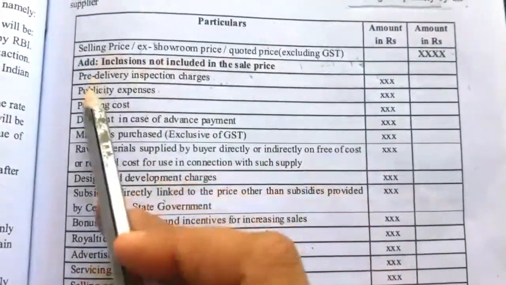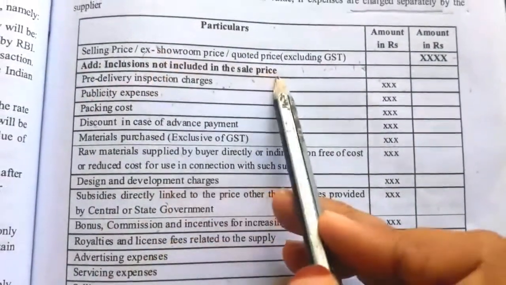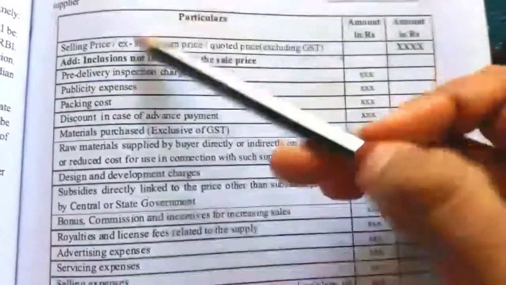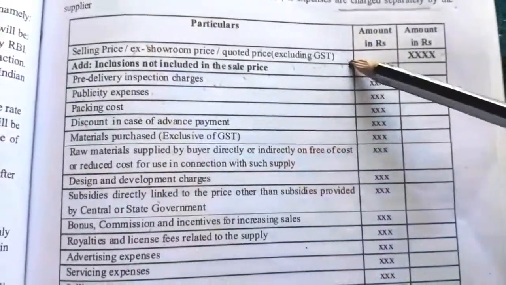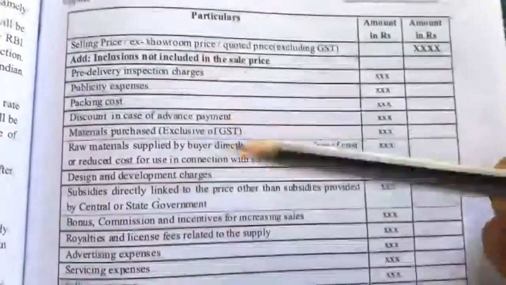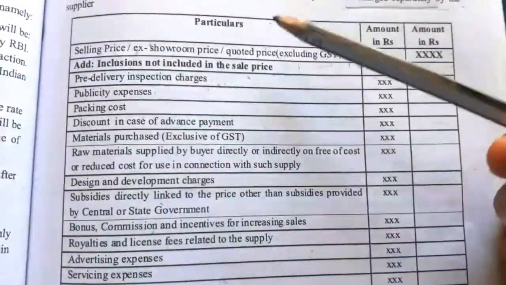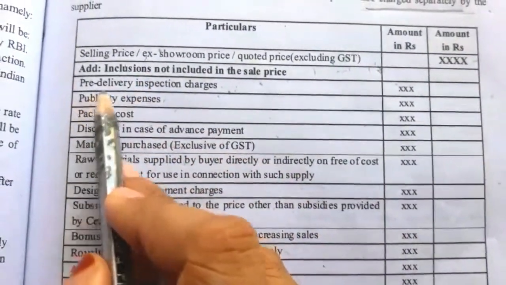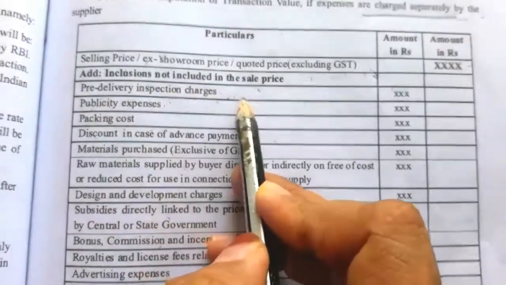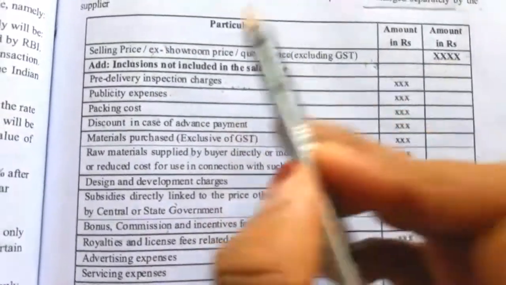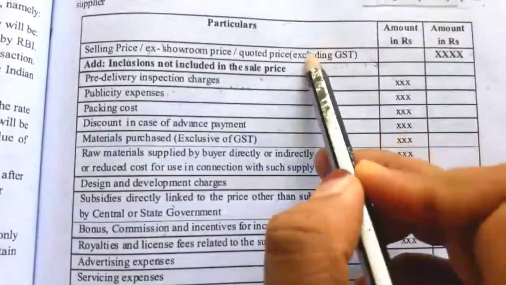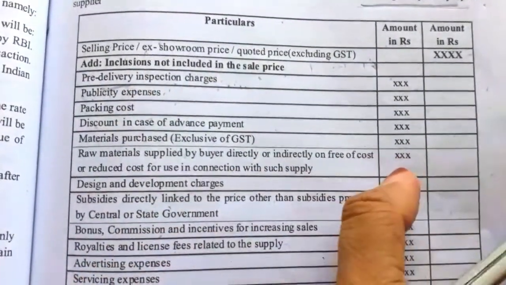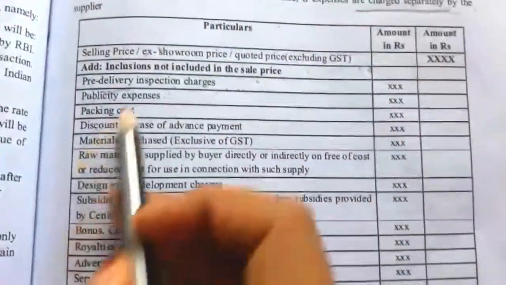Next we have to add some inclusions which are not included in the selling price. There might be some expenses which are not included or added to the selling price, but are allowable expenses. Those allowable expenses which are not included, we have to add. We'll see them one by one. The first one is pre-delivery inspection charges. This is one of the expenses allowable to the particular supply of goods and services, so we have to add those expenditures.